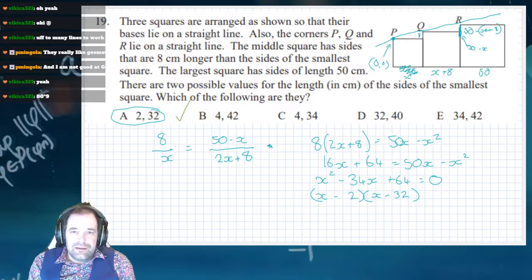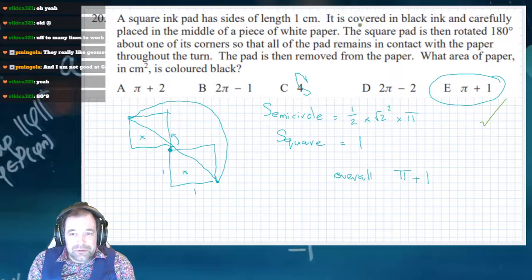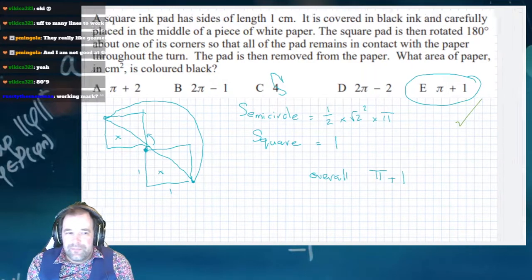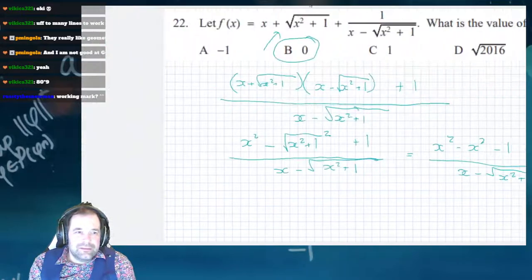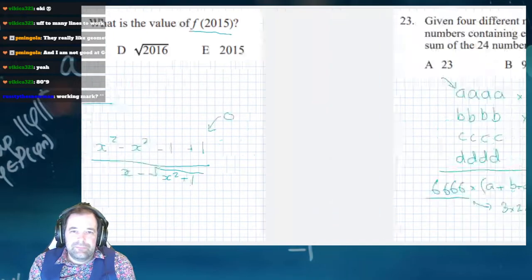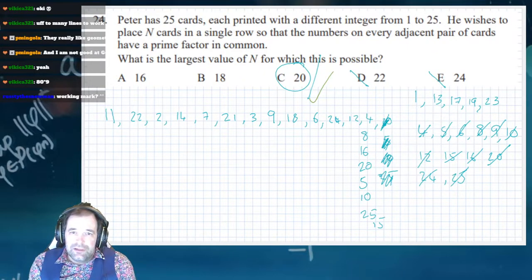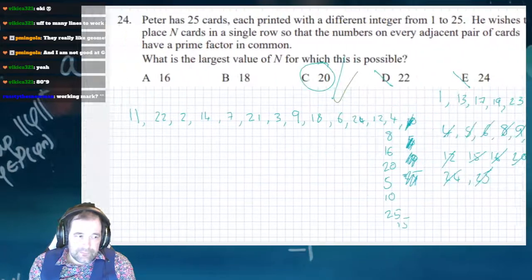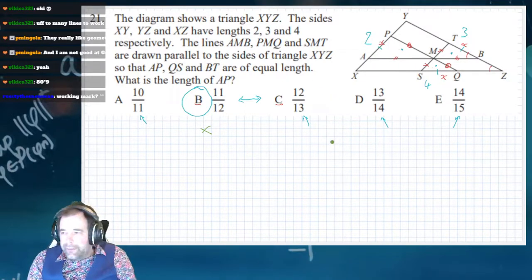19 was A. 20, I quite like that one. That was quite nice. 20 was E. I also like that one. That was quite nice too. That's quite hard to visualize. 21 is C. So I'll have a look at how we do that in a second. There's a lot of working out here. Oh dear. 22 is B. 23 is D. Well done, Vic. 24 is C. And 25 was also C. Times 9. Yeah, I did it poorly.